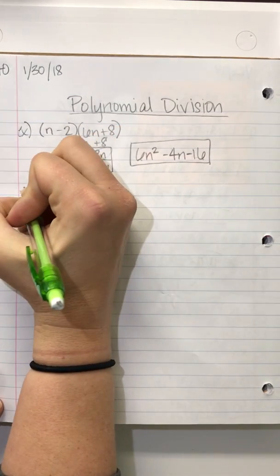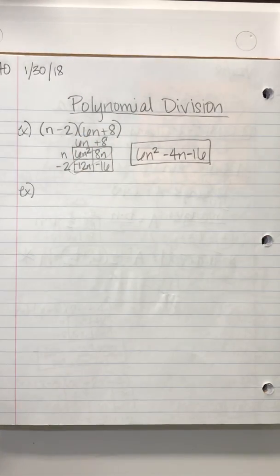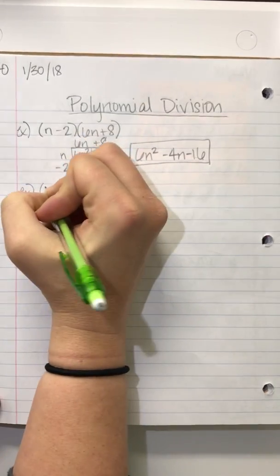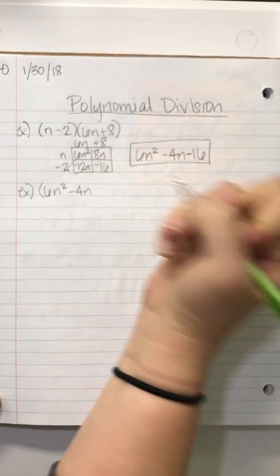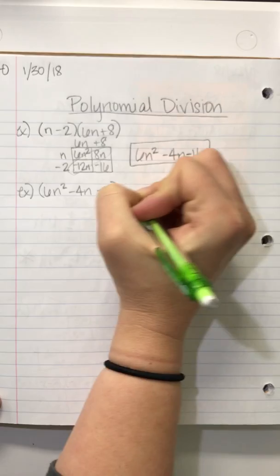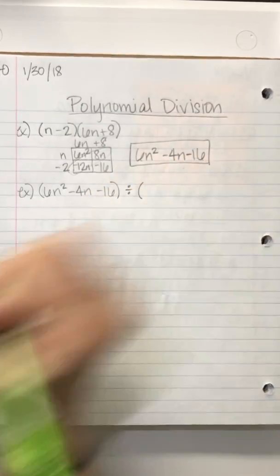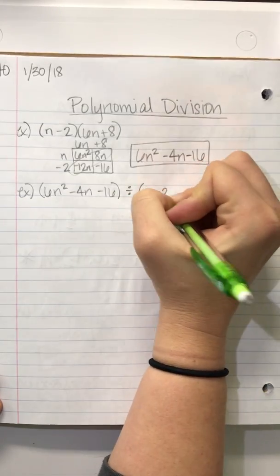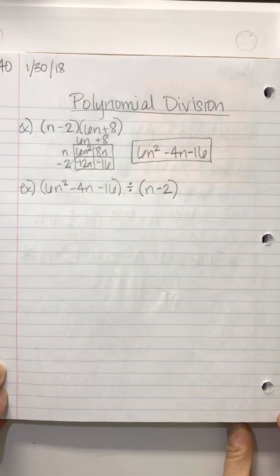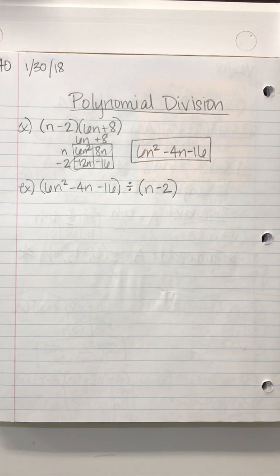Well, here's where we switch up the problem starting today. I give you the product 6n squared minus 4n minus 16, and we're going to divide that by a factor, n minus 2. Now, we already know the answer, right? This is like, hey, 5 times 7 is 35. What's 35 divided by 5? And you know the answer's 7. But I'm going to show you how to actually get there.